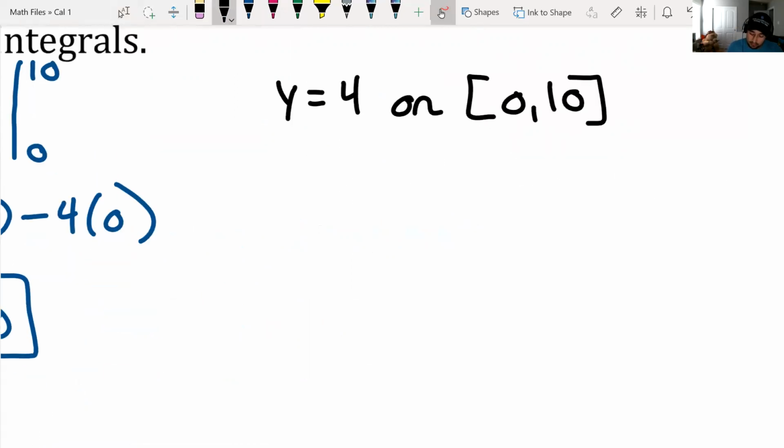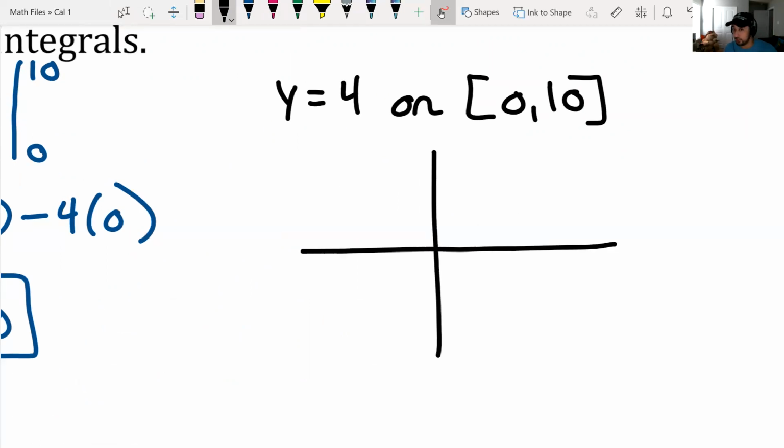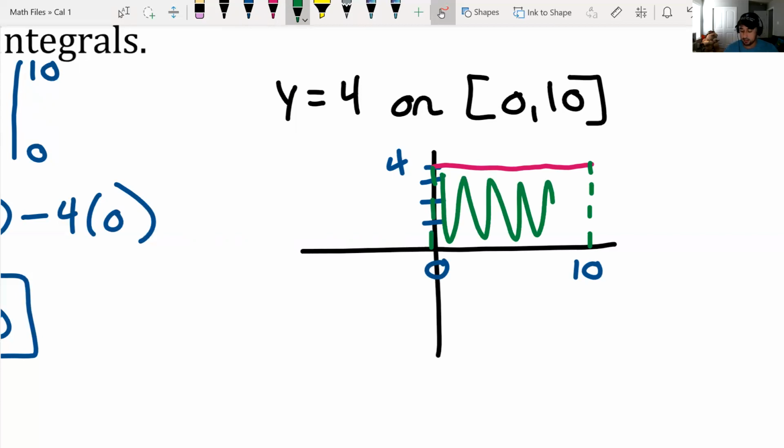If I were to draw y equals 4, here would be 0, here would be 10, and then here would be 1, 2, 3, 4. So our function would look like this. A little straighter, but whatever, because y equals 4 is a horizontal line, right? So what we are actually doing here is finding the area underneath this line, underneath this function. We're finding all of this area, which we found to be 40.